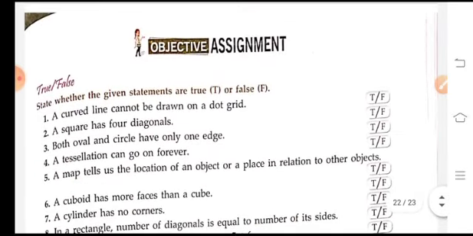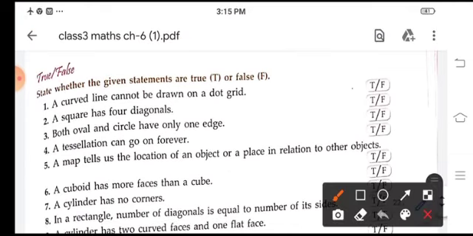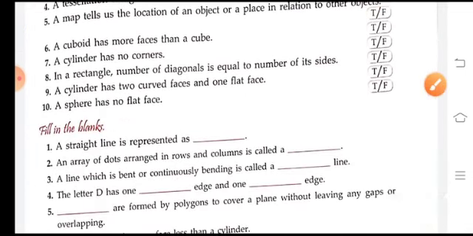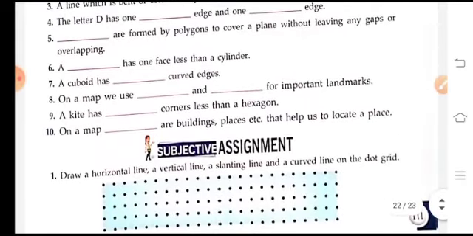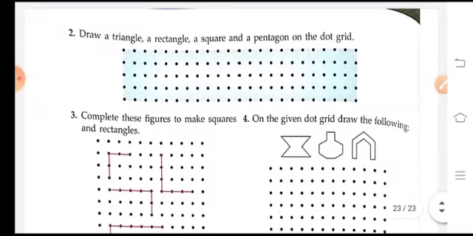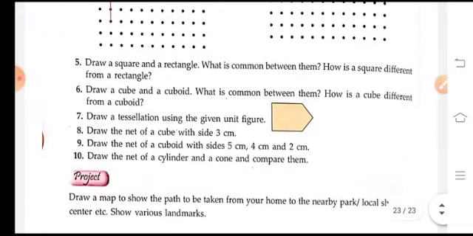And now come to the objective assessment, children. These assignments you are going to do in your rough copy or in your practice copy. So keep practicing the maths of geometry. Exercises 2 and 4 you have already done in your book during the teaching classes. So do all these objective and subjective assignments in the book and in your practice copy. So this is all for this chapter. Thank you and have a nice day.